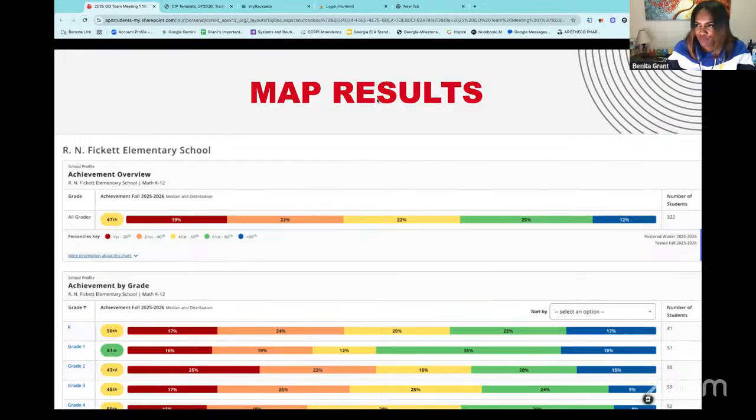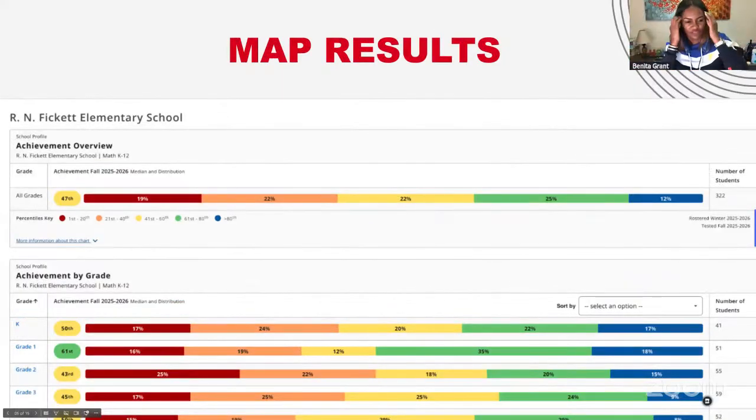So now we are at our MAP results. You guys with me? Yes, we see it. Okay. So I just want to show our MAP results just for this year. If you look at the very bottom, the one thing that makes me happy is that I see less of red and more of everything else. So I really feel like we're moving in the right direction for this year's milestones.